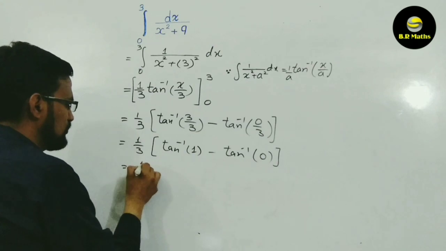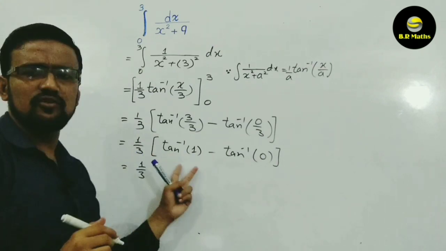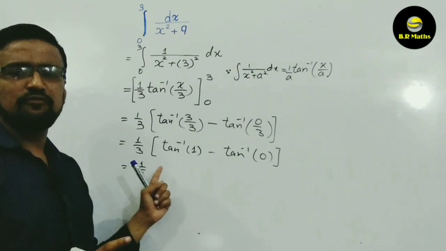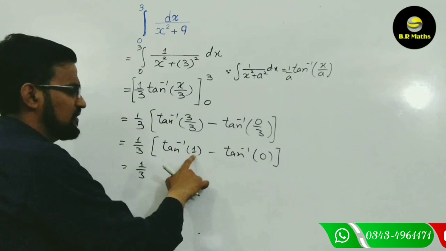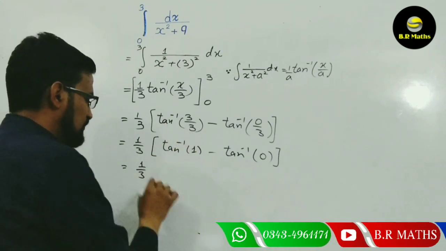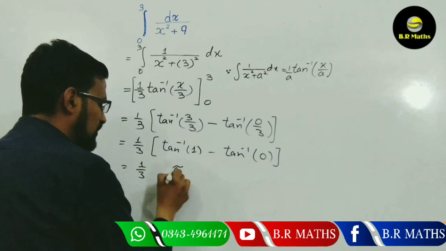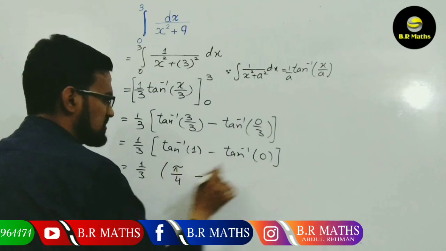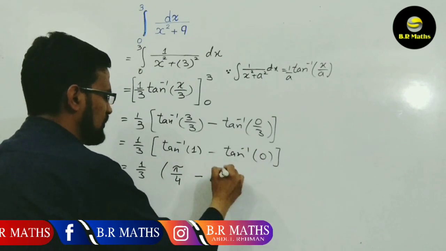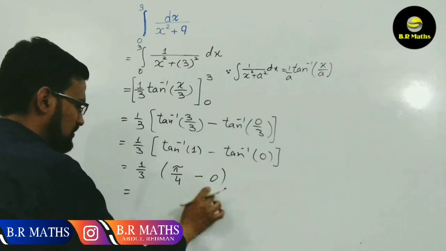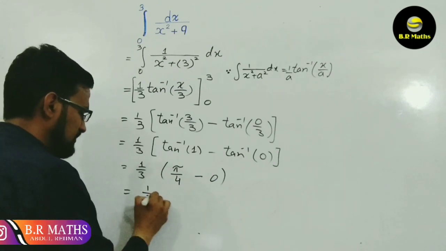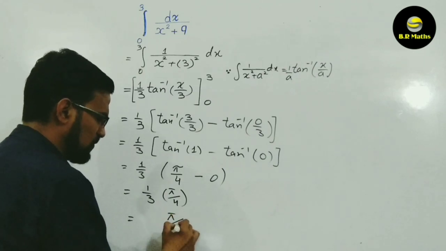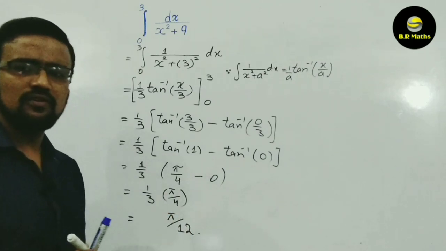And all of you know about tan inverse 1. What is meant by tan inverse 1? It means 45 degrees. Tan inverse 1 means 45 degrees, which is equal to pi over 4 radians, and minus tan inverse 0 is equal to 0, and 1 by 3 apply this one, pi by 4, and the final result is pi over 12.